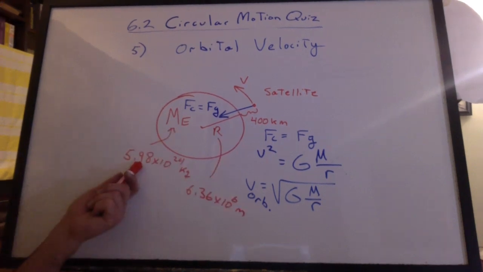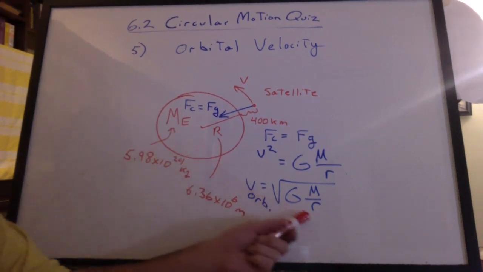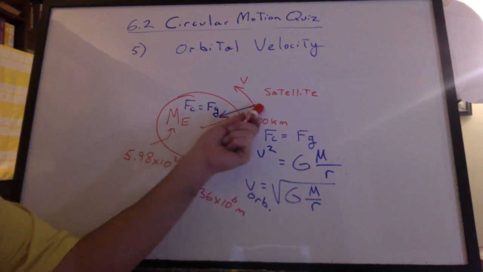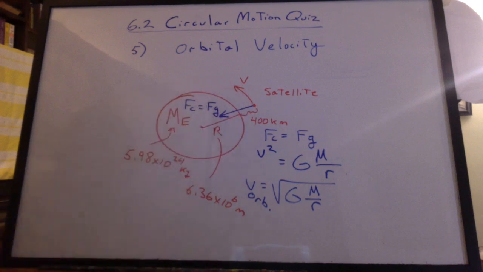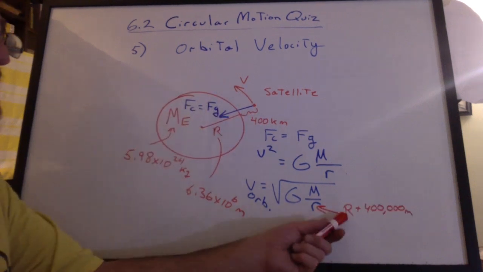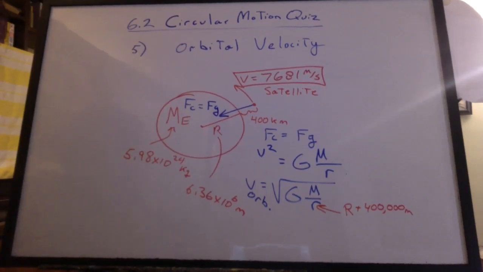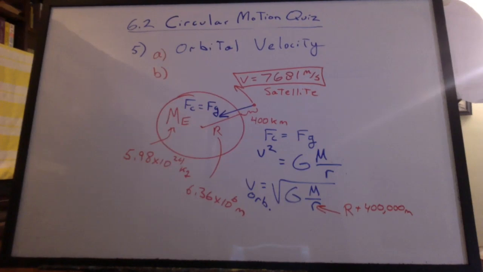Well, we've got the mass of the Earth, we've got the radius of the Earth, but that's a lowercase r. That's got to be the radius from center to center. That's the orbital radius. That's the radius of the Earth plus the height, and you get 7,681 meters per second. That's great for part A.